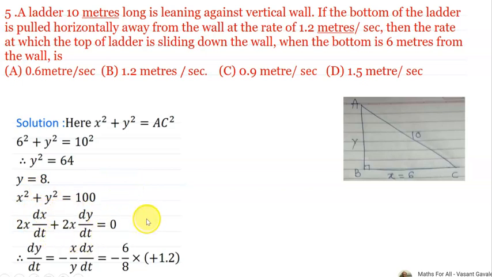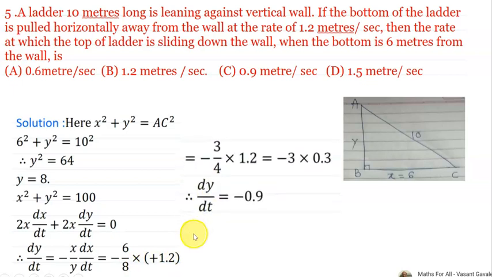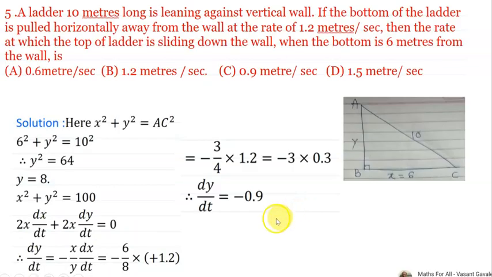x square plus y square is equal to 100. Differentiate this with respect to t: 2x into dx upon dt plus 2y into dy by dt is equal to 0. Therefore dy by dt is equal to minus x upon y into dx upon dt. We want to find out the rate at which it is sliding. Therefore dy by dt is equal to minus 6 upon 8 into 1.2, and after simplification you will have dy by dt is equal to minus 0.9, and hence option C is correct here.